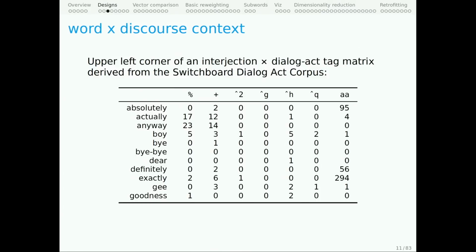In the Switchboard Dialogue Act Corpus, you have acts of dialogue, and they've been labeled with things like this is a question, or this is an interjection, or this is a back channel. And those are all these funny symbols here. And so I could create a matrix of words by dialogue acts, and that would give me a very interesting perspective on the usage patterns for words. Very different from what we saw before because the notion of context is so different.